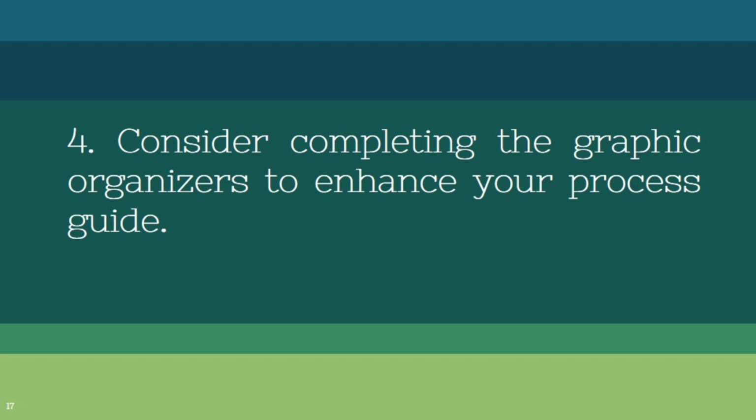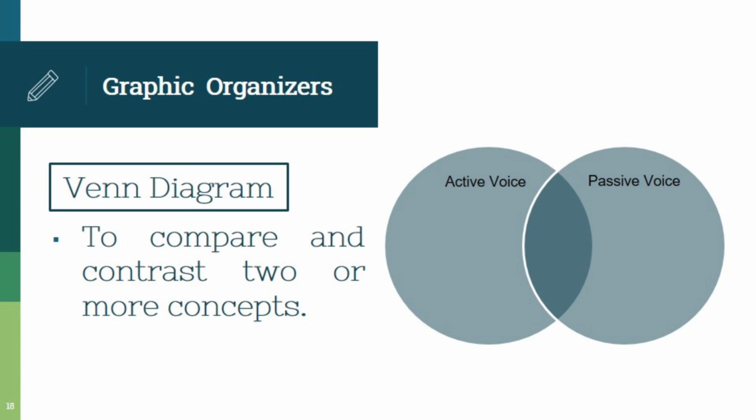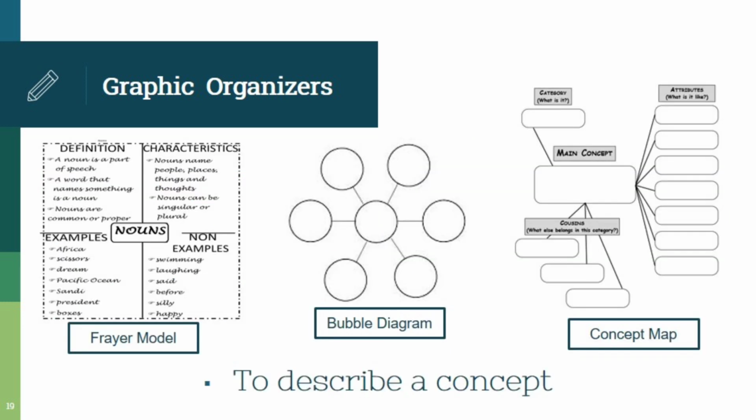So I have here examples of graphic organizers. The Venn diagram, that is used to compare and contrast two or more concepts. The Frayer model, bubble diagram, and concept map to describe a concept.